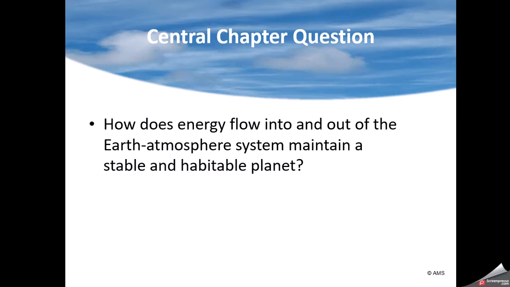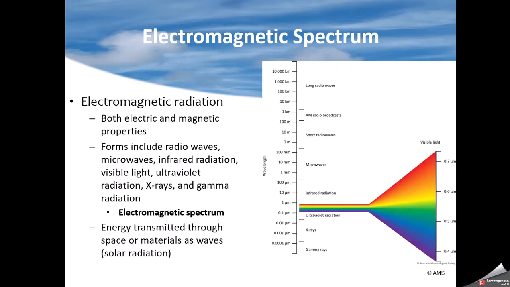Without the energy coming into the Earth, we couldn't live the way we live. So, there must be something about this system, this energy coming in, that keeps us habitable and fairly stable. So what does that mean exactly? Well, let's start with talking about electromagnetic radiation.